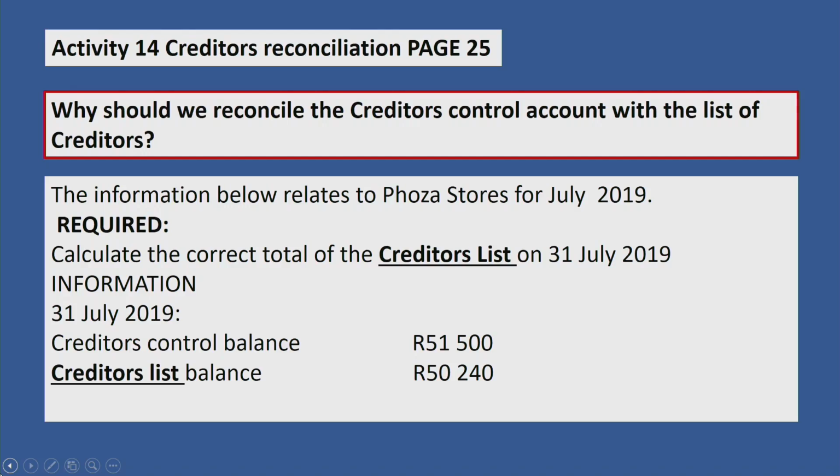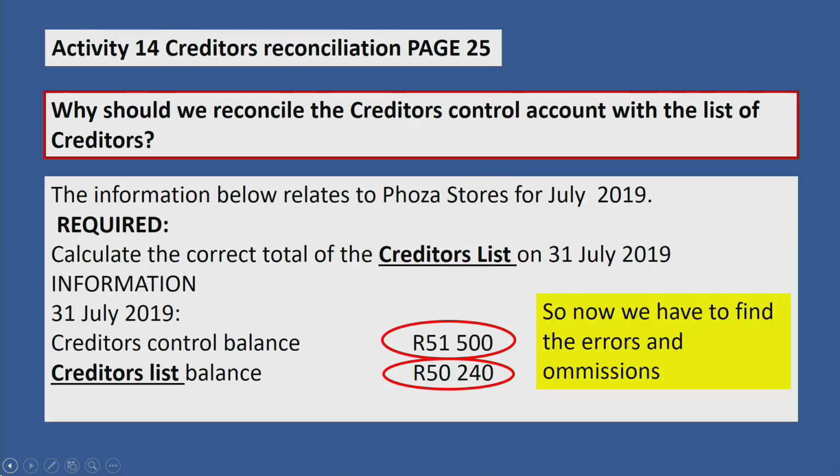And then they give me the information. Now, that's the information. I've circled it in red, and that's the other information. Therefore, those two aren't the same. If you have 10 creditors, the total of their individual balances must equal the control account. So in other words, we must find the errors, and I've made a tick for the 51 and a cross for the 50240. Please do that on your paper as well.